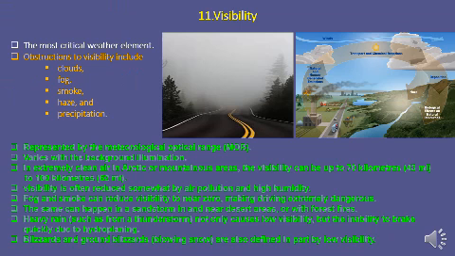Next weather element is visibility, which is a critical weather element, and there are obstructions to visibility which include clouds, fog, smoke, haze and precipitation. Visibility is represented by meteorological optical range, MOR, and varies with the background illumination. In extremely clean air in Arctic or mountainous areas, the visibility can be up to 70 kilometers and it can reach up to 100 kilometers.